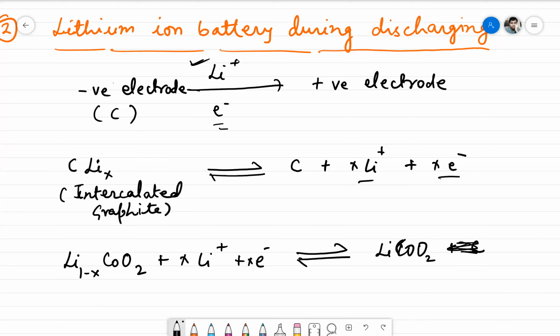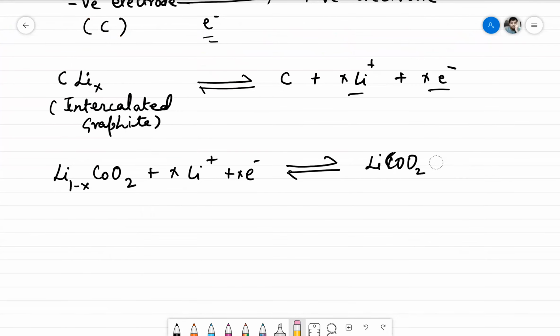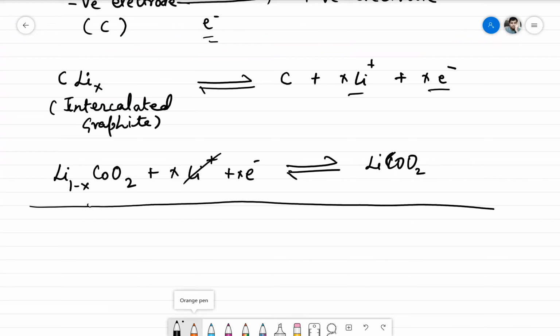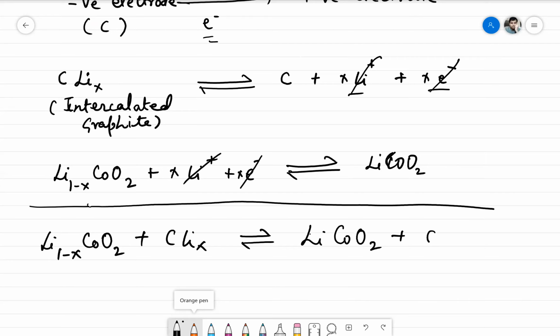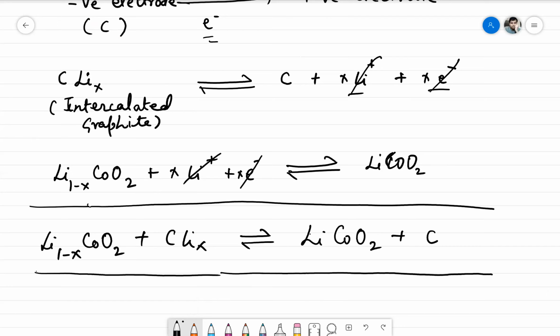Now we can write the complete combined reaction. In this case also the lithium ions will cancel out, and we can write lithium 1 minus X cobalt oxide plus carbon lithium X, giving back lithium cobalt oxide plus carbon. So this is the complete reaction taking place during the discharging of a lithium ion battery. I hope it is clear.